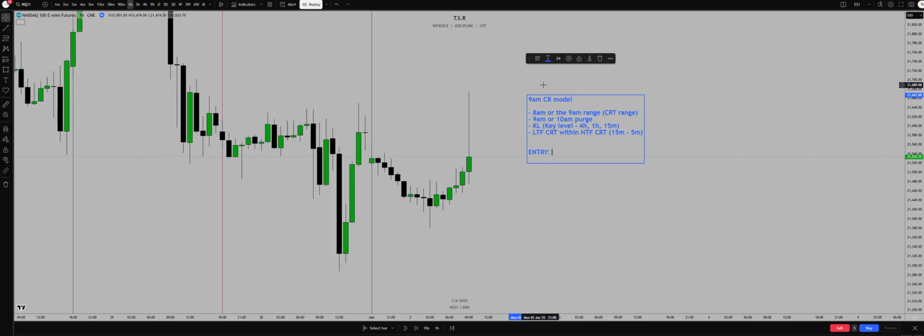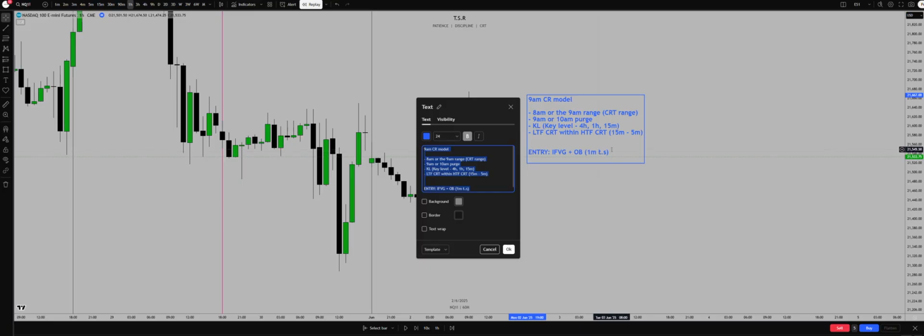What is the actual entry that we're looking for? Well, we need to see a 1 minute turtle soup, but let's simplify this. Let's look for an IFVG. This is exactly what I use: IFVG plus OB. Usually when the IFVG and the order block form, you have a 1 minute turtle soup.